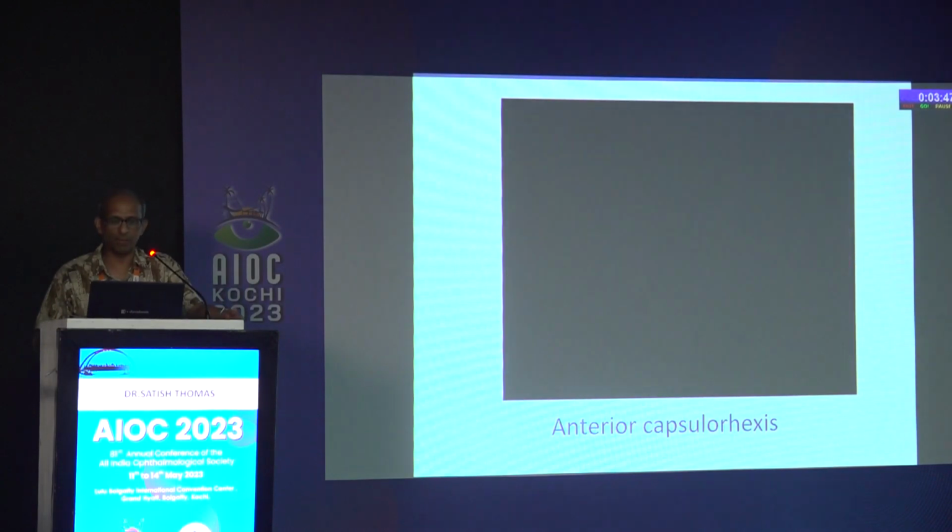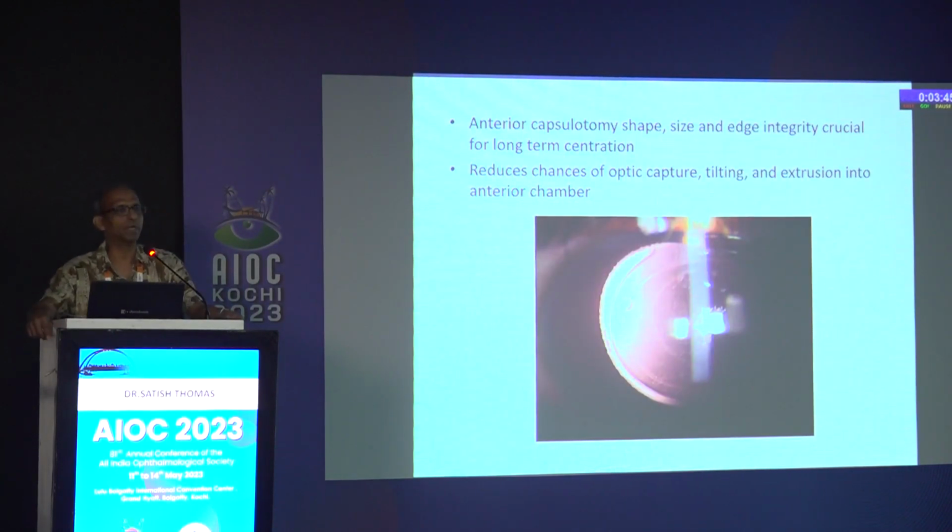And that's very important in a pediatric cataract because the anterior capsule integrity is very crucial for long-term centration of the IOL. It reduces the chances of optic capture, tilting, and extrusion into the anterior chamber. Before continuous curvilinear capsulorhexis came, this would be one of the main reasons why a pediatric cataract would have a poor outcome.